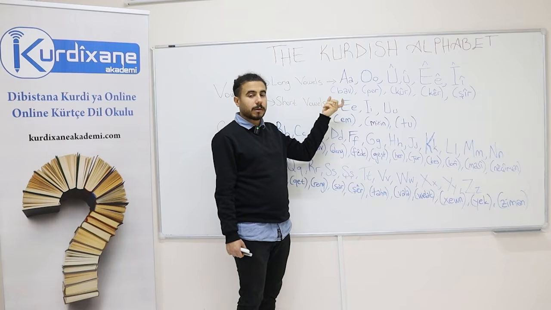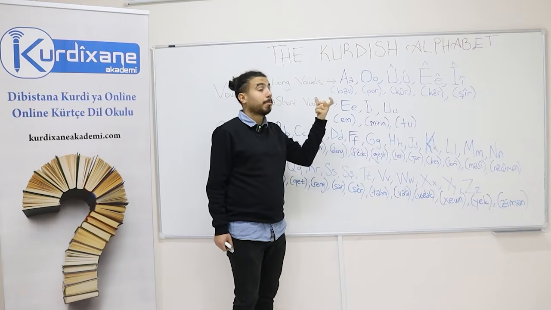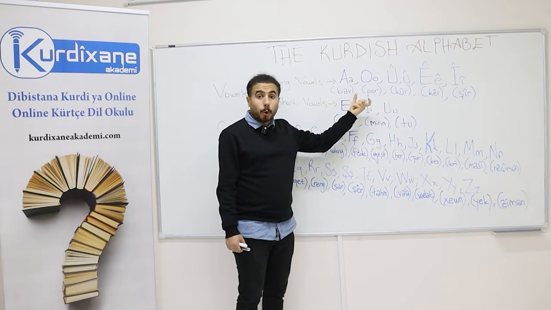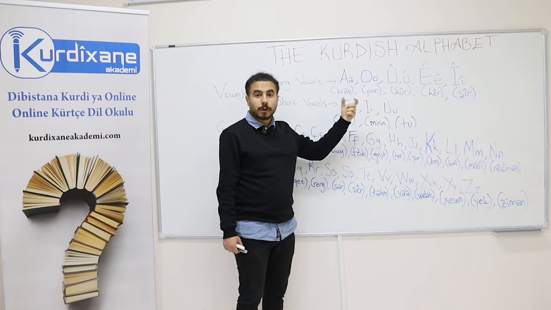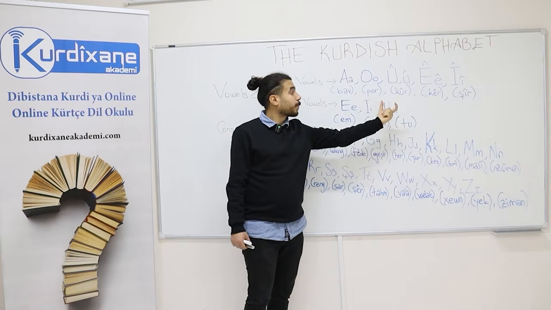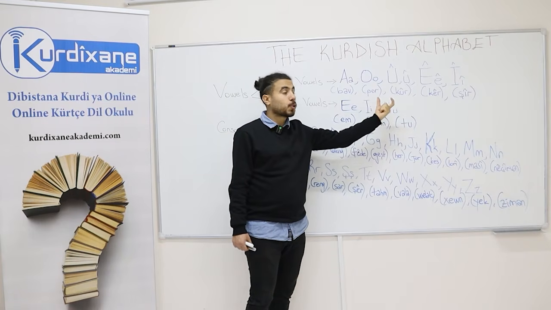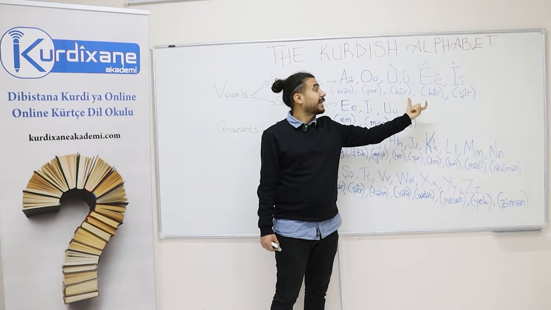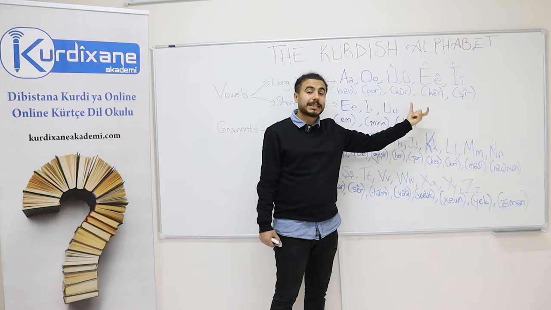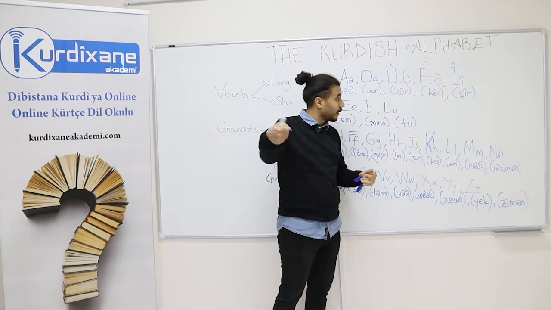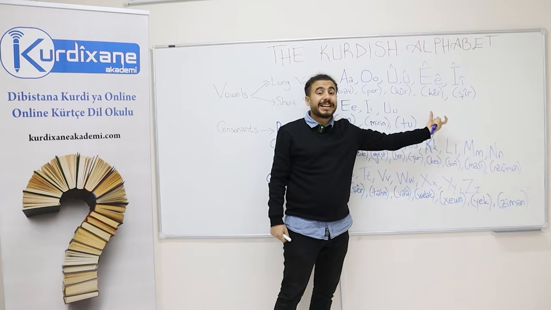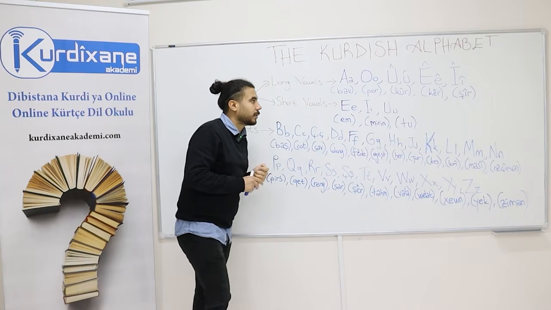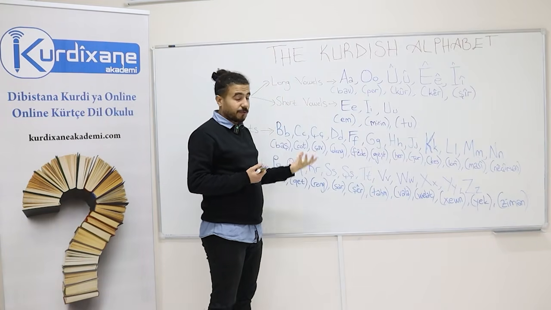Bav, bav. Can you notice my sound? It's a bit long. I elongated. Bav, which means father. O, por, which means hair. U, kur. Can you notice my sound? Kur, which means deep. E, ker, which means knife. I, shir, that means milk. So now let's look at our short vowels.